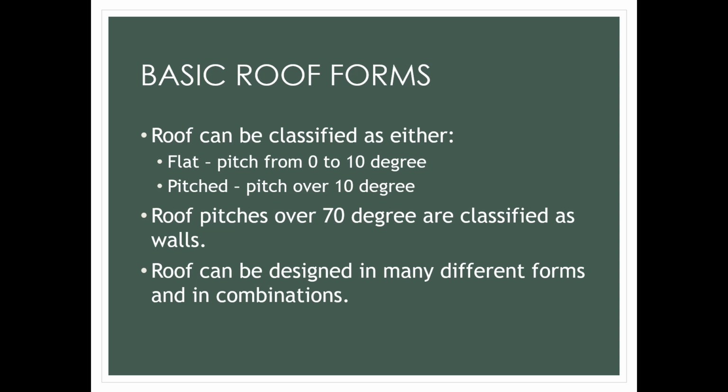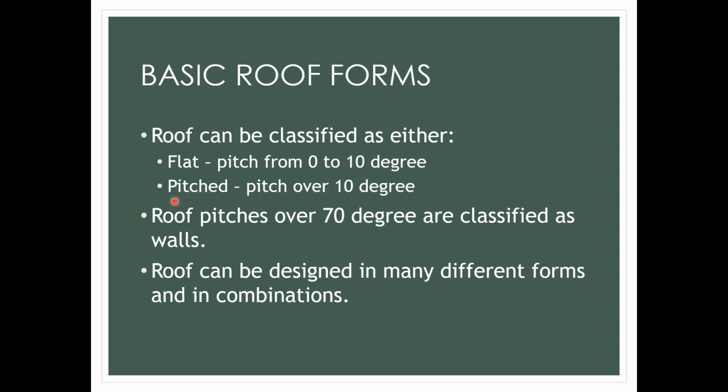Basic roof form. So what are the basic roof forms? Roofs can be classified as either flat, which is pitched from 0 to 10 degrees. So if you see a building that has a roof like that, it is most probably a flat roof. Even though it is called flat, it must have a little bit of pitch, 0 to 10 degrees, because this is very important for the rain to fall down. Okay.